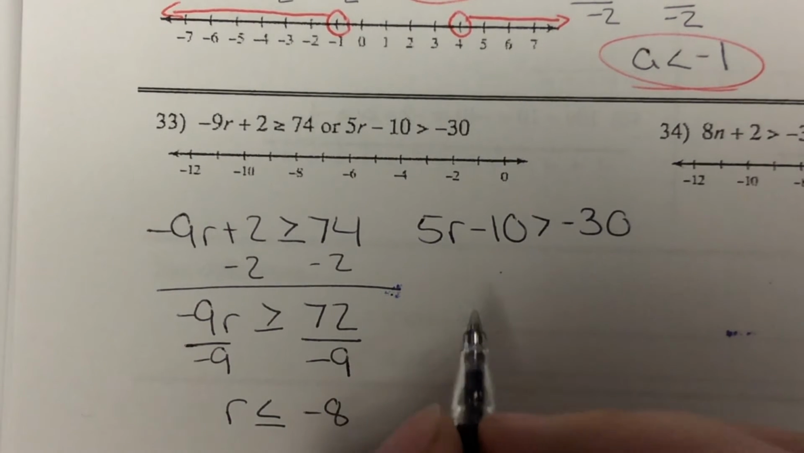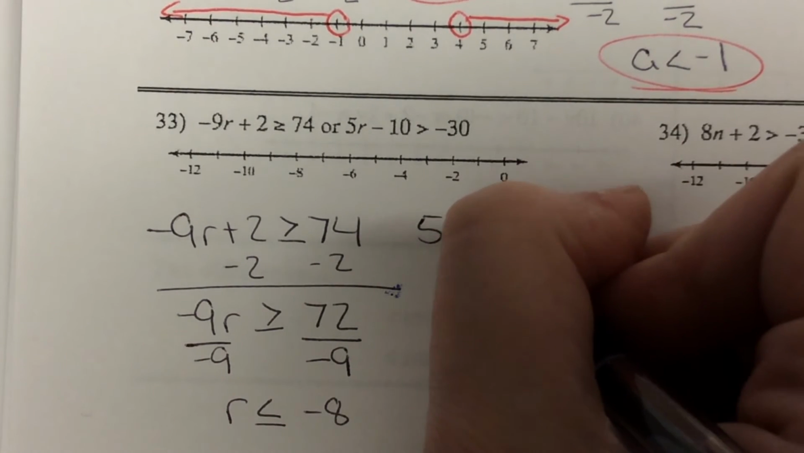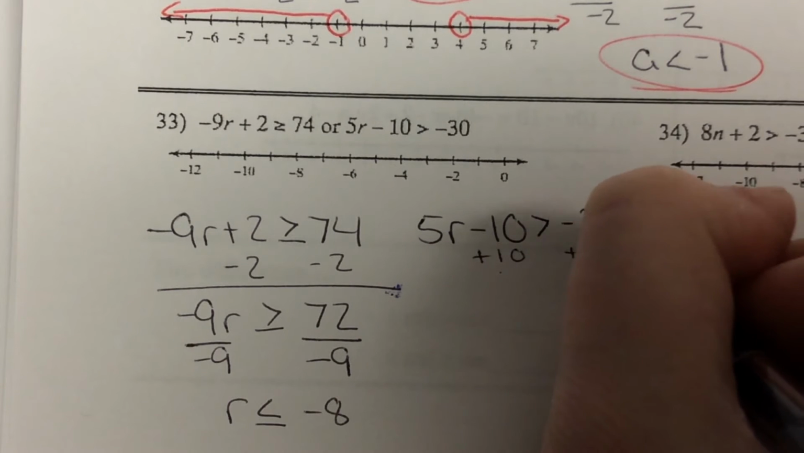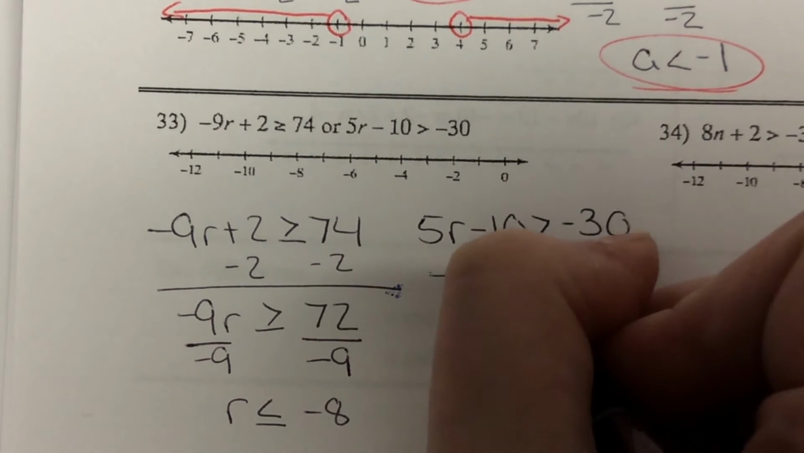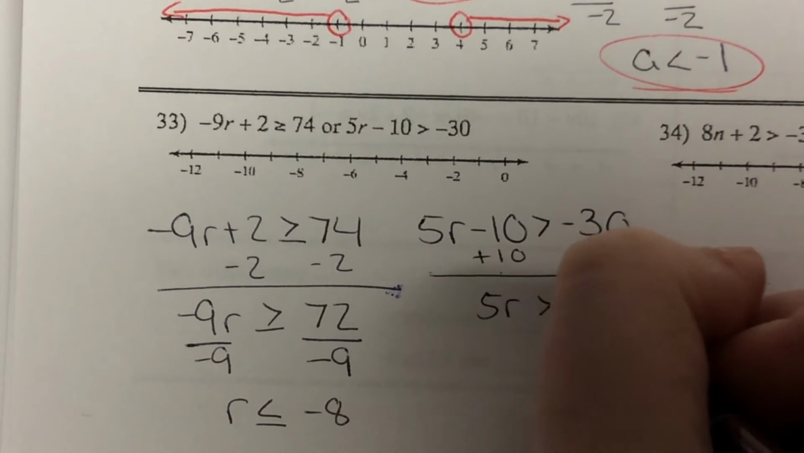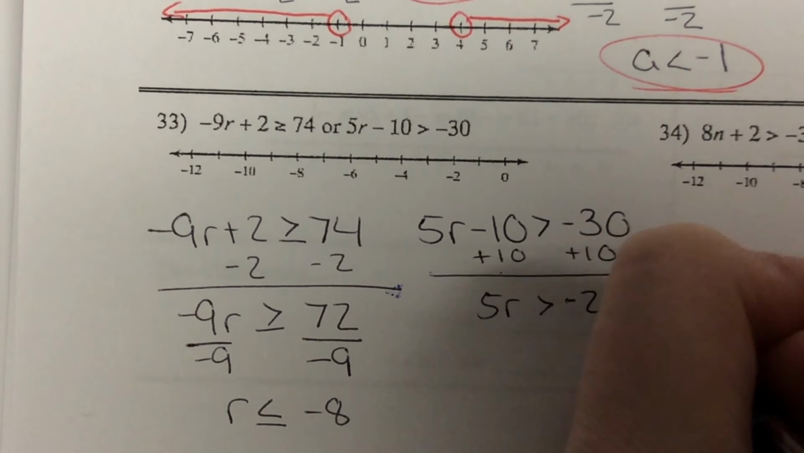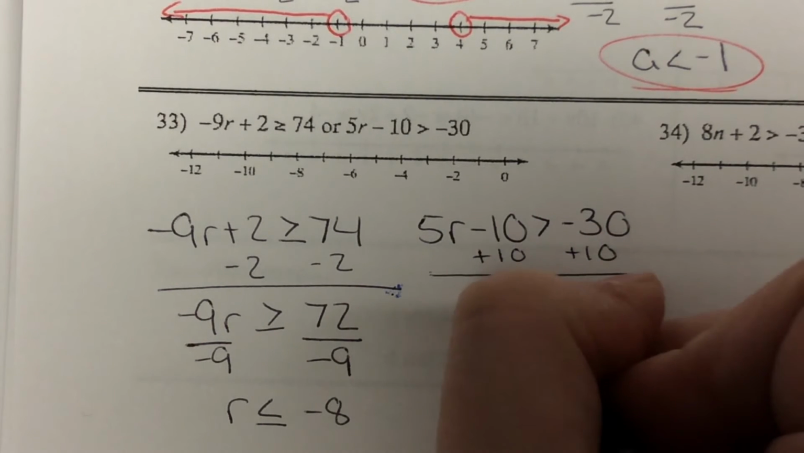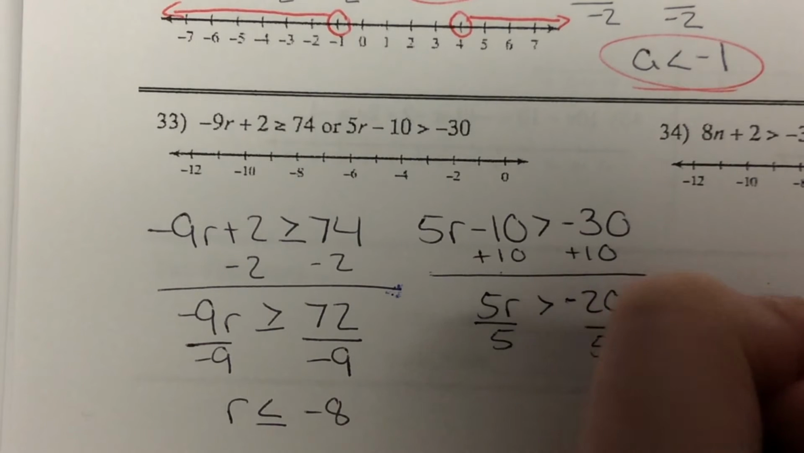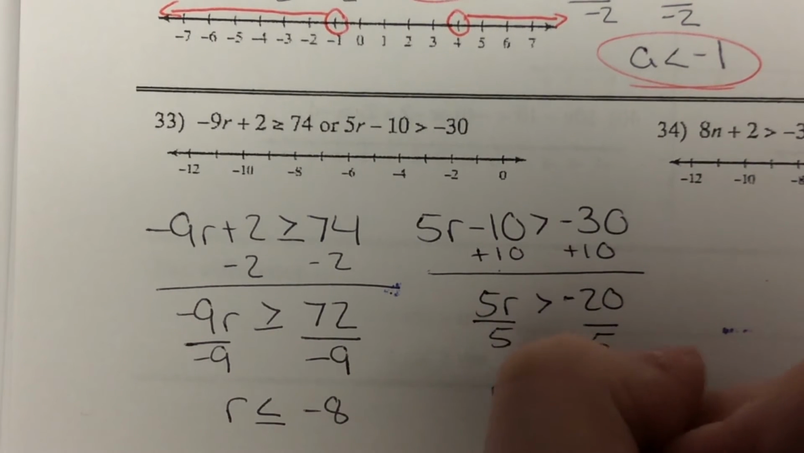Okay. Let's solve the other one. We've got to add 10, and we get 5r is greater than negative 20. Divide by 5, dividing by a positive, so no need to flip the sign. R is greater than negative 4.